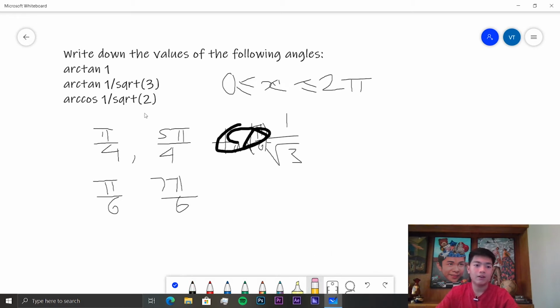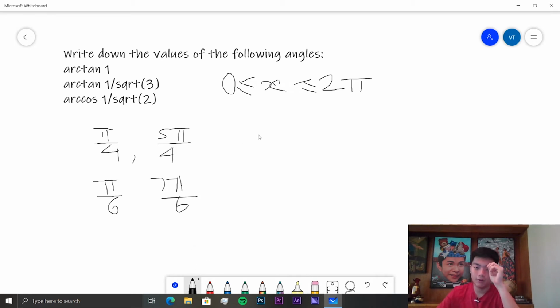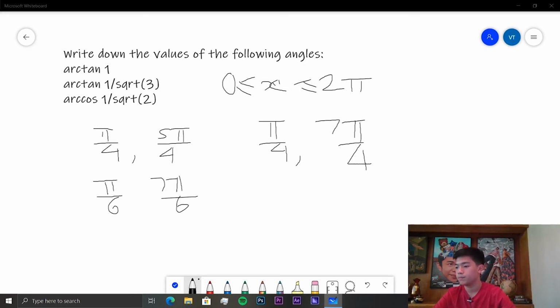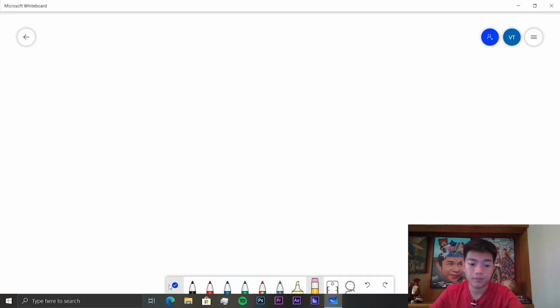Finally, we have arc cosine 1 over square root 2. And, well, what would this equal? This would actually equal pi over 4 and 7 pi over 4, since if we take the cosine of pi over 4, which is 45 degrees, we get 1 over root 2, or square root 2 over 2. So yeah, that was pretty simple. On to the next one.